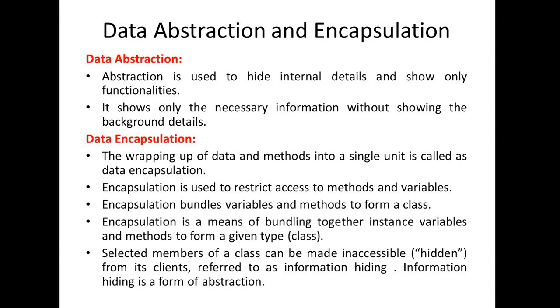Then how we hide certain information from other functions, we call that concept data abstraction. And we have merged certain variables and functions together as a single class, so that bundling concept we call data encapsulation. This information hiding is an important definition. Selected members of a class can be made inaccessible from its clients, referred to as information hiding. This information hiding is a form of abstraction.